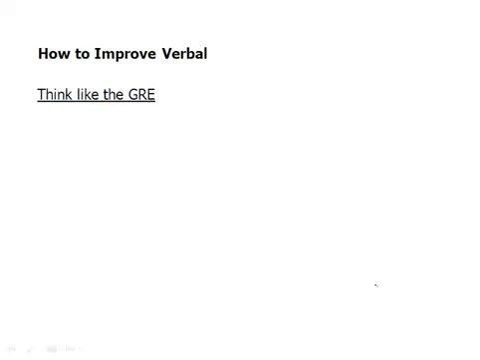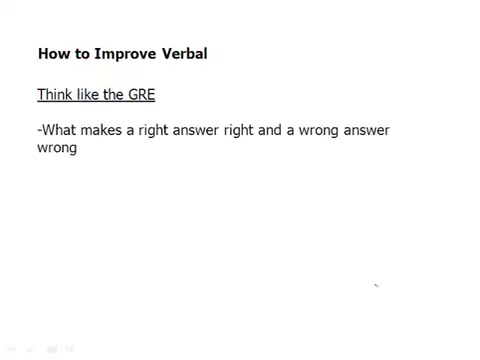Now, we want to move on to another component of the GRE verbal brain, which is actually very closely related to that, and that is thinking like the GRE. How do they write these questions? And that flows very closely from what we were just talking about. And so to do this, more specifically, what makes a right answer right and a wrong answer wrong?